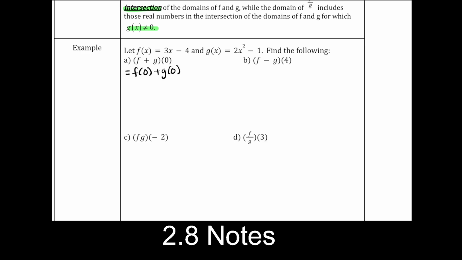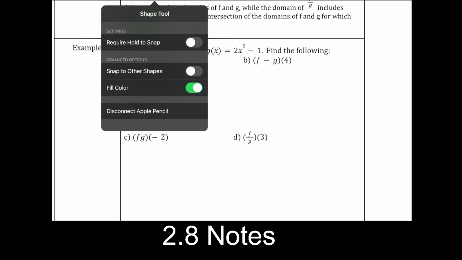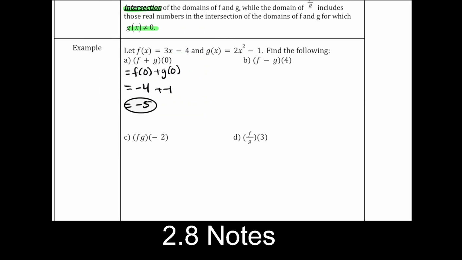Now f of 0, of course, is just 0 plugged into the f function. So 3 times 0 minus 4, that's negative 4. G of 0 is just 0 plugged into the g function. So 2 times 0 squared is 0 minus 1, so that's negative 1. So I have negative 4 plus a negative 1, so of course that is negative 5. So this is our solution right here for the first one.